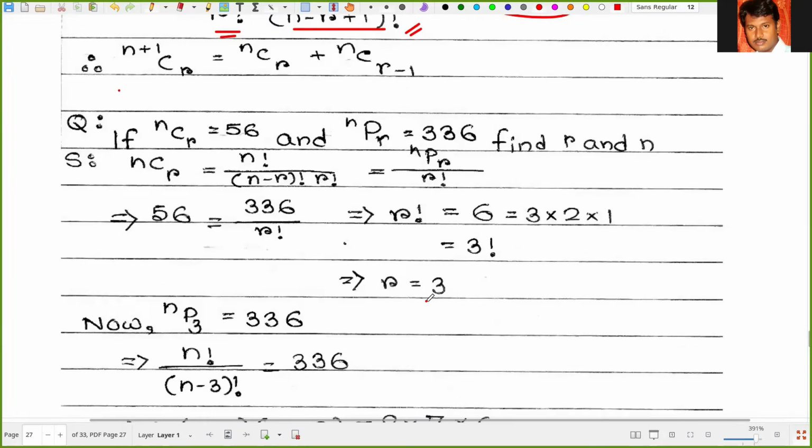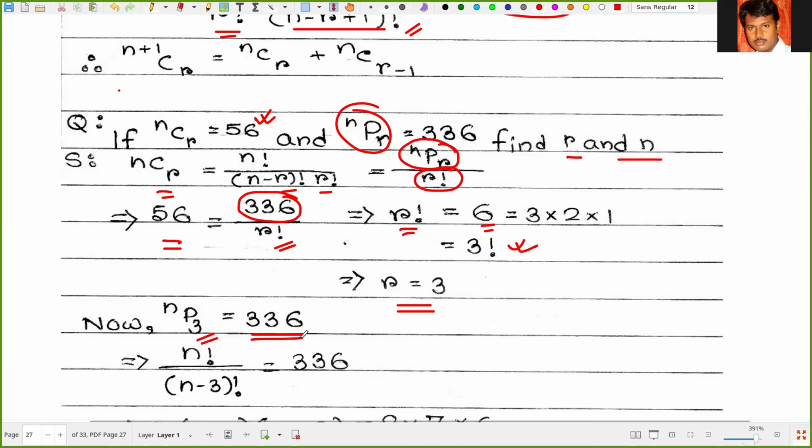The next problem. If nCr is equal to 56 and nPr is equal to 336, find r and n. nCr means n factorial upon (n minus r) factorial and r factorial. So that is nPr upon r factorial. We already know this. So 56 is equal to 336 upon r factorial, because that has been given. So r factorial is 336 upon 56, or 6, or 3 factorial. So r is equal to 3.